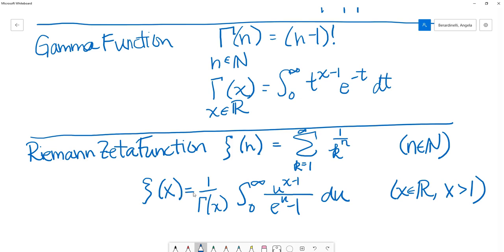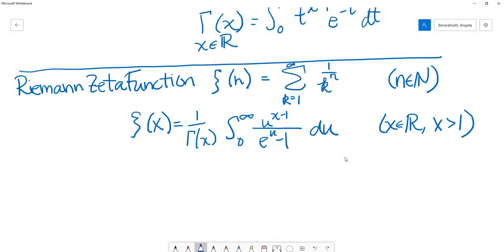Then we can define zeta of x as 1 over gamma of x times the integral from 0 to infinity of u to the x minus 1 divided by e to the u minus 1 du. Again, you don't have to know how to compute any of these things. They're very complicated functions. Just showing you what kind of math is involved. We're going to do 2 more generalizations before we get to the most general look at the Riemann zeta function.